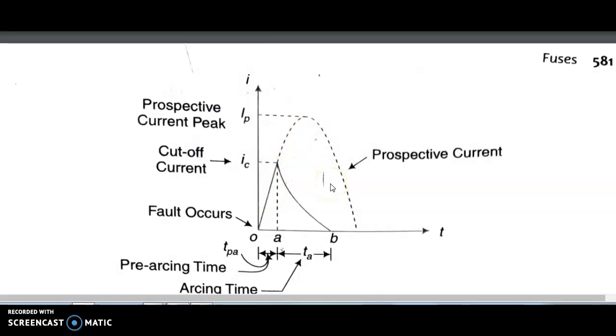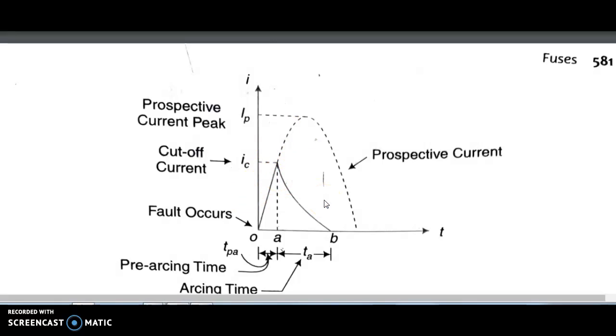Is it clear? Then what about the cutoff current? The cutoff current is denoted by IC. The current at which the fuse element melts is called the cutoff current, and it is measured as an instantaneous value, so the RMS value is to be less than the cutoff current. Since the fault current normally has a large first loop that generates sufficient heat energy, the fuse element melts well before the peak of the prospective current is reached. This is what I see.